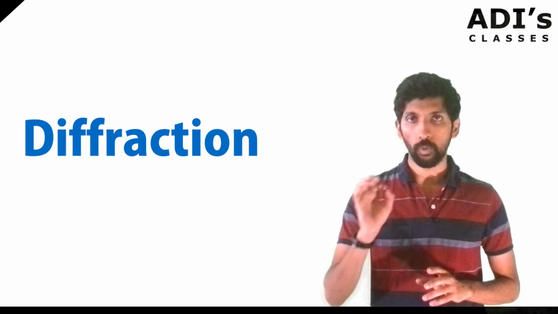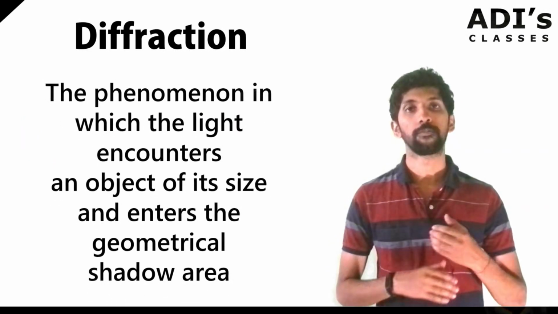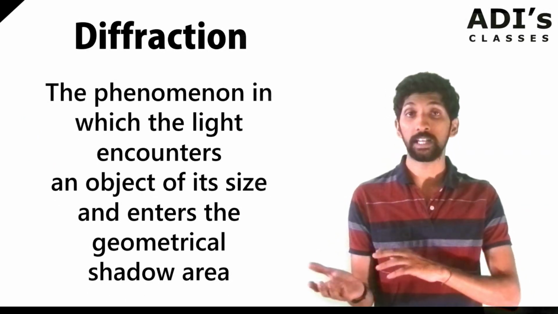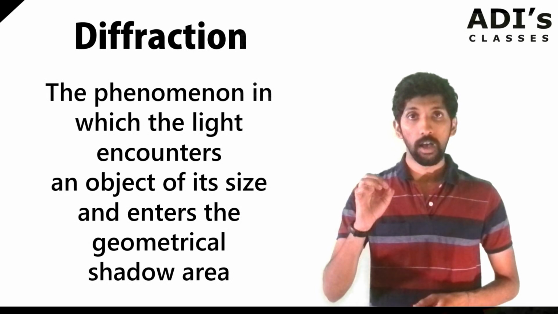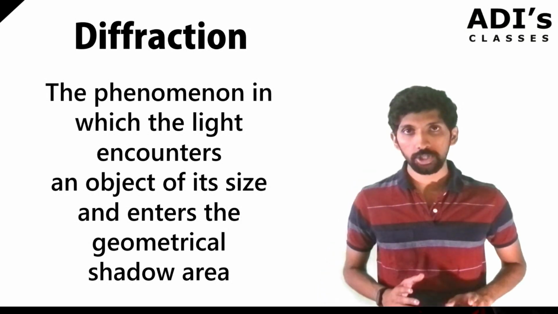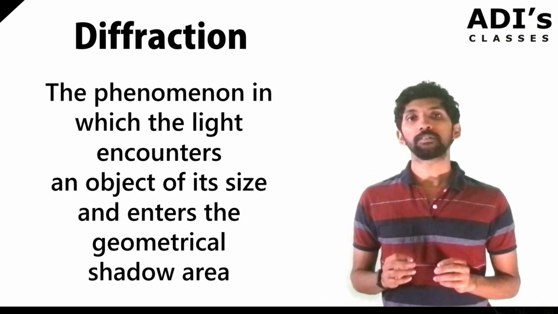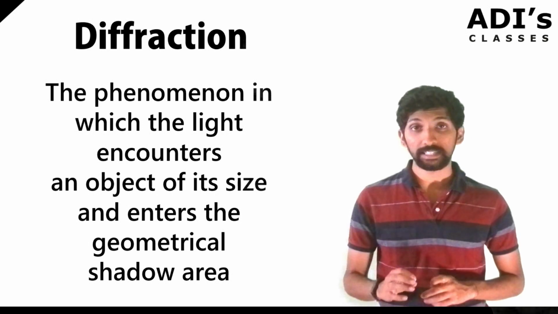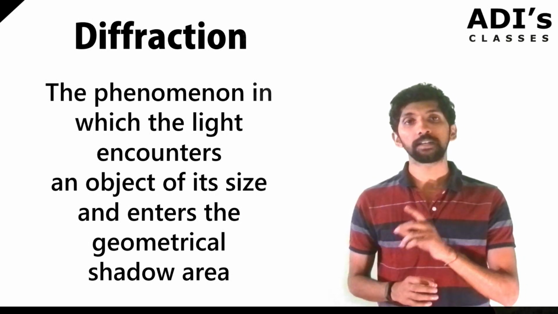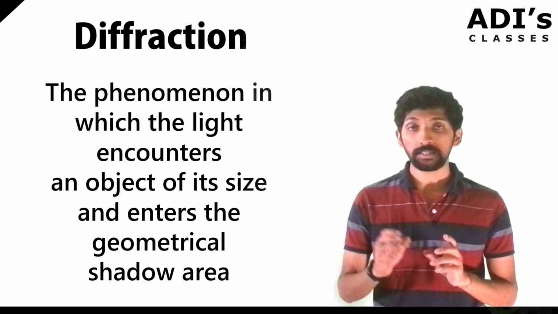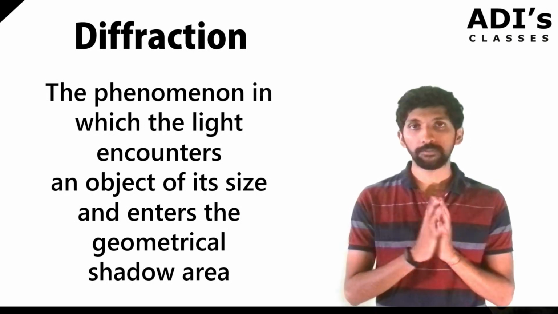Now, what is diffraction? The formal definition of diffraction is the phenomenon in which light encounters an object of its size and enters the geometrical shadow area. This phenomenon is what we call diffraction.